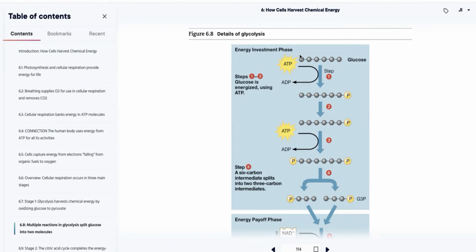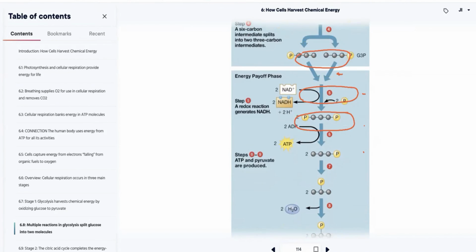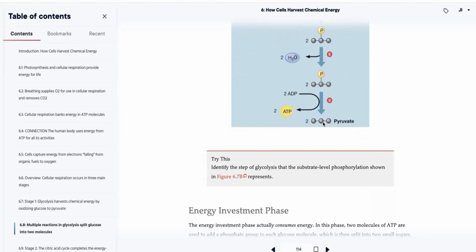Looking at the annotation, this glucose here is the reactant for the first enzyme, and the glucose phosphate is the product of the first enzyme. Then the glucose phosphate is the reactant of the second step, and the fructose phosphate is the product. Basically we keep on doing this, and as we go step by step, by the time we get to the bottom of the picture, we've got pyruvate.